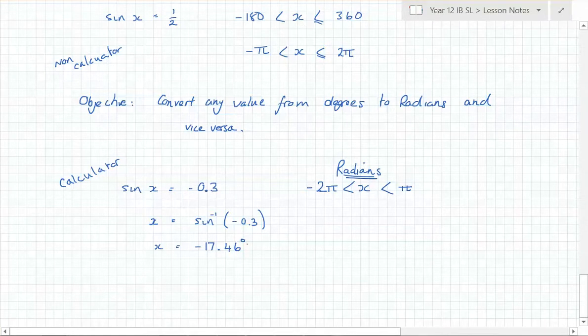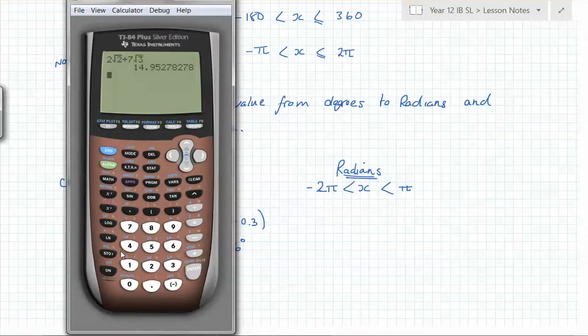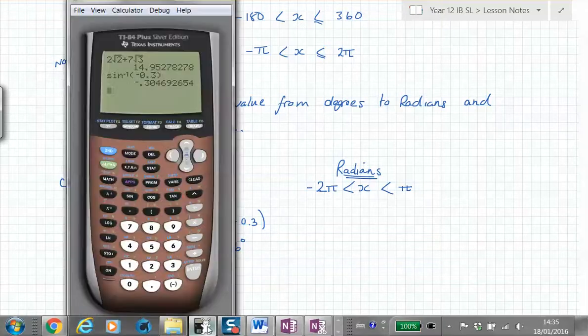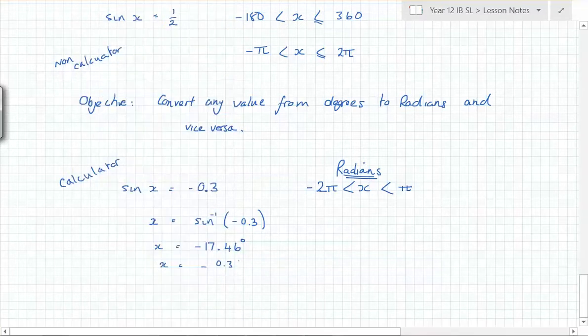So what if you turn your calculator to radians mode? What do you get? Sine to the minus 1 of negative 0.3 equals minus 0.304, or 0.305 rounded. So it's a minus. This is in radians, so I've got an answer.